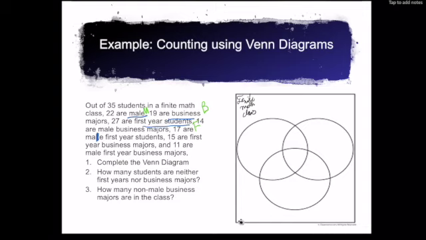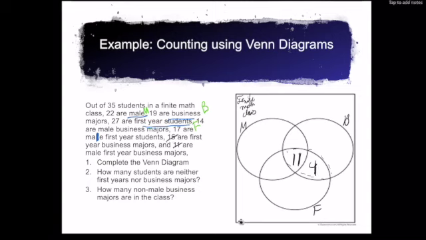So the first thing I know is I have 11 first-year male business majors. So here I have male, business, first year. 11 of them are in the center. So that's done. Next, 15 are first-year business majors. So that means that 15 of them are going to fit in this little intersection area right here. Well, I already have 11, so in order to get 15, I just need 4 more.